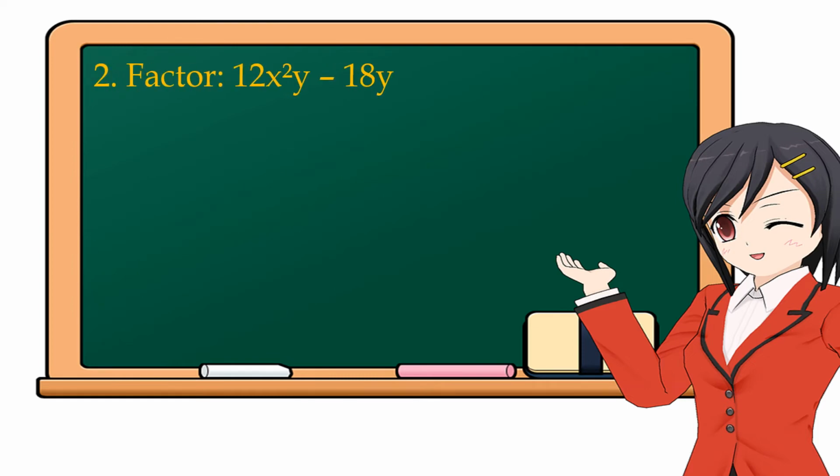Let's have number 2. Factor 12x squared y minus 18y. Another binomial, meaning our answer should be equal to 1 term times the quantity of 2 terms. Let's have the solution.